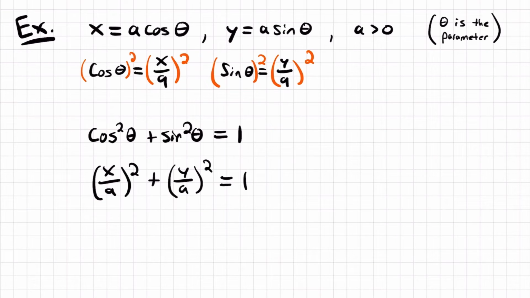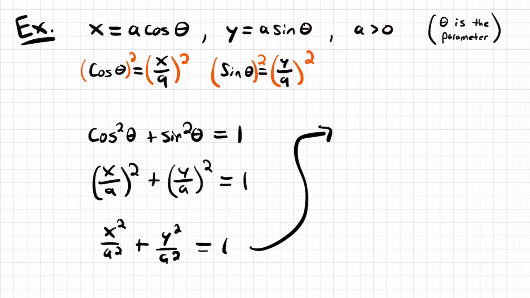And now what we can do is square each of these terms. So we'll have x squared divided by a squared plus y squared divided by a squared is equal to 1. Now if we multiply both sides by a squared to cancel out these a squareds in the denominator, what we'll be left with is that x squared plus y squared is equal to a squared. Right? We just multiplied x squared by a squared, y squared by a squared, and 1 by a squared to get this equation.